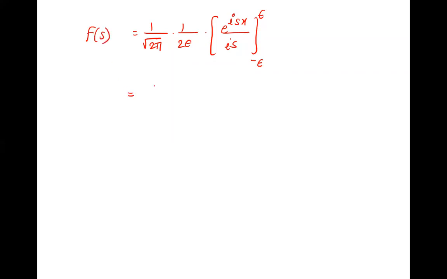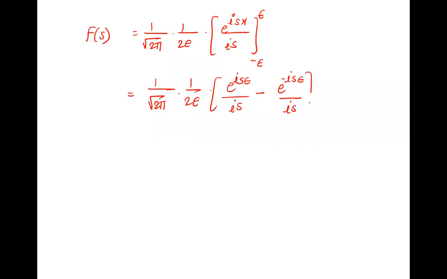That is 1 upon root 2 pi, 1 upon 2 epsilon. Now the limits will be for what? This epsilon will be for x, as the integration is with respect to x. So x is first replaced by the upper limit upon is, minus the lower limit, which is minus epsilon, so minus epsilon upon is. Okay, this is your answer for your transform.